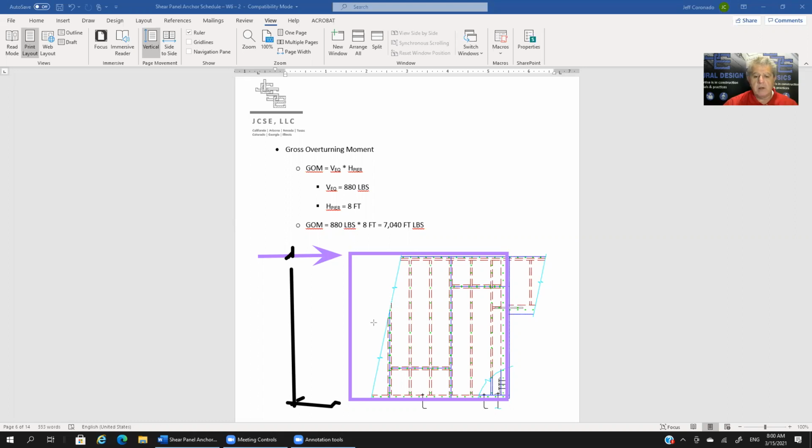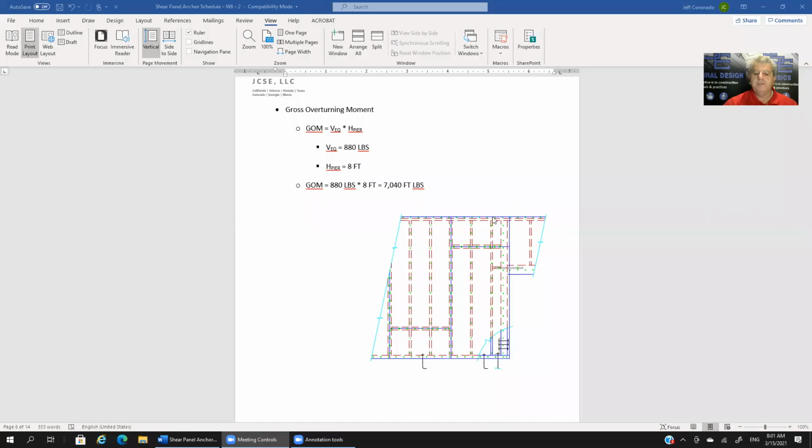That's how we would calculate the gross overturning moment. So that's our force, we call it V earthquake, of 880 pounds, times the height of the pier, which is this 8 feet. And that gives us the gross overturning moment. So if we plug in numbers there, we get 7,040 foot-pounds of gross overturning moment.